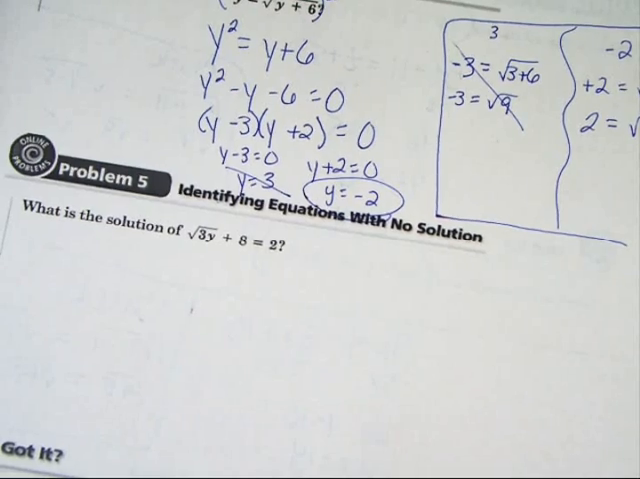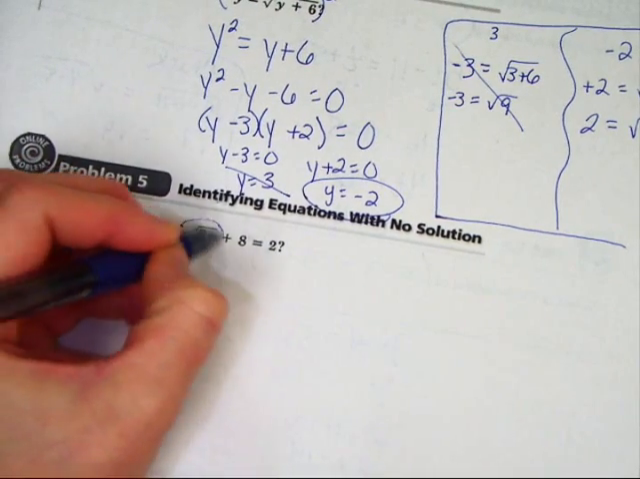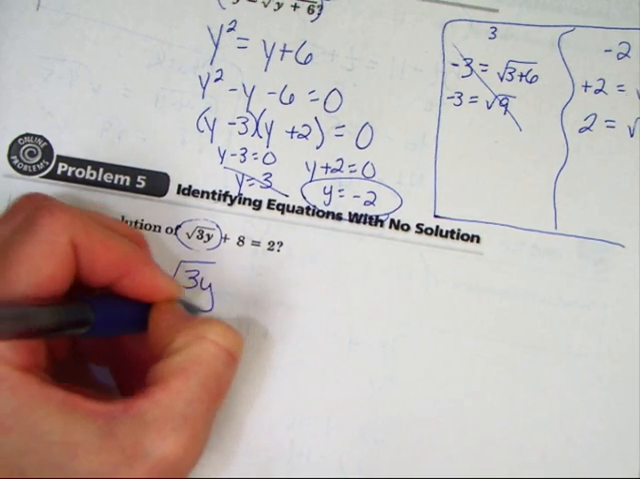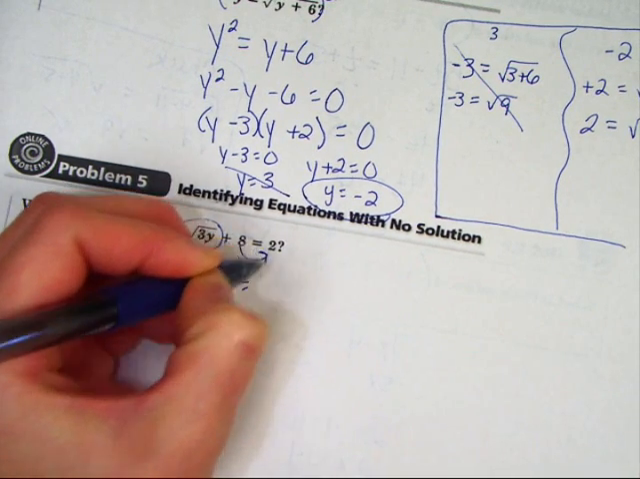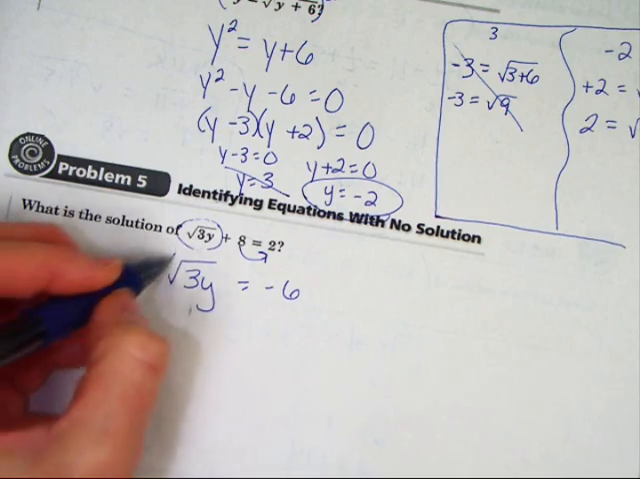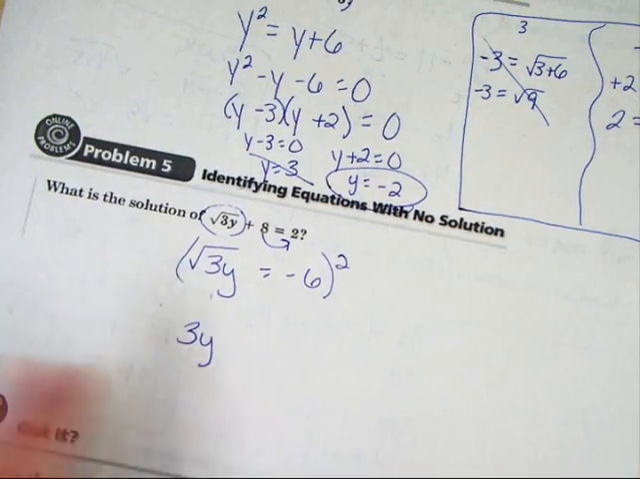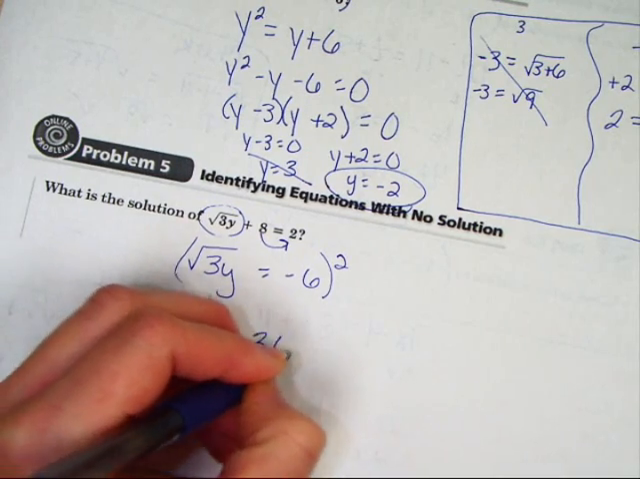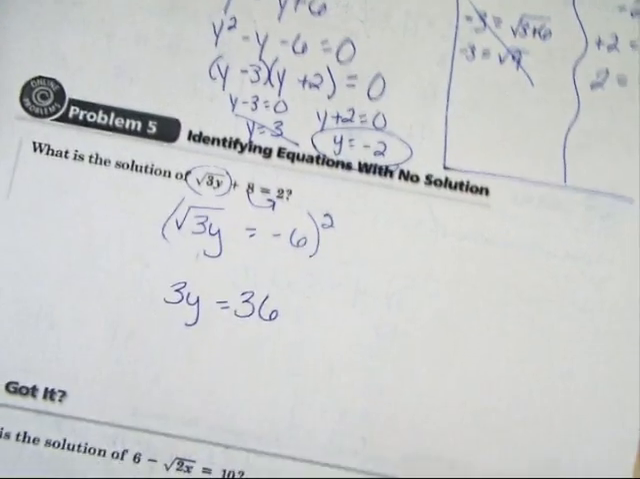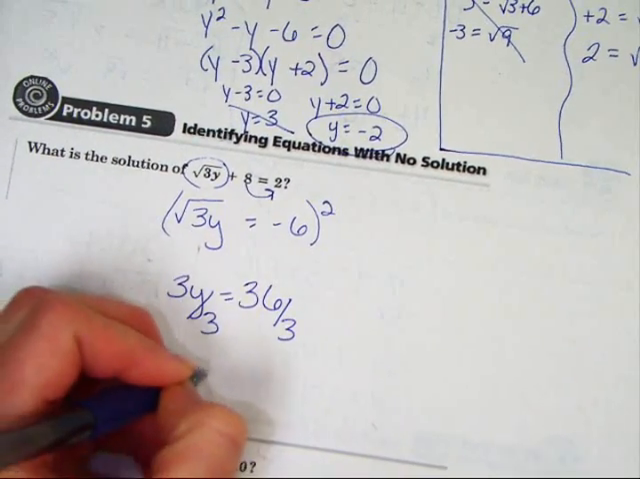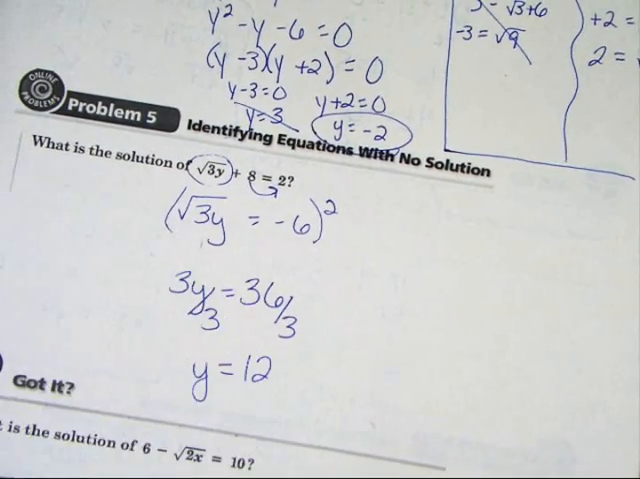Let's go to problem number 5. Isolate this radical just like you did in problem 1. The square root of 3y equals, take away 8, negative 6. Square both sides, and you get 3y gets freed over here, and you get a positive 36 because a negative times a negative is a positive. Divide by 3. Y is 12.